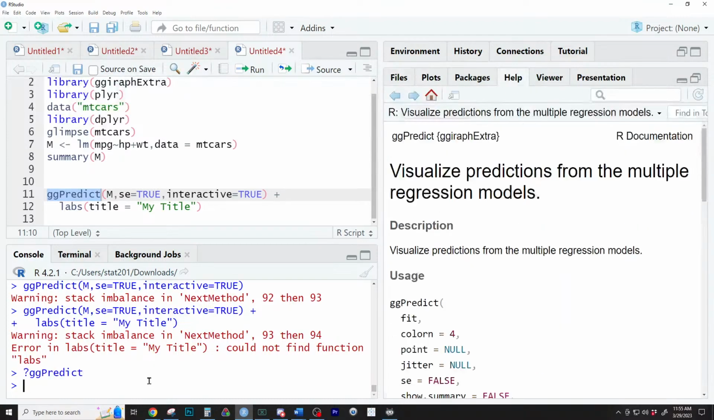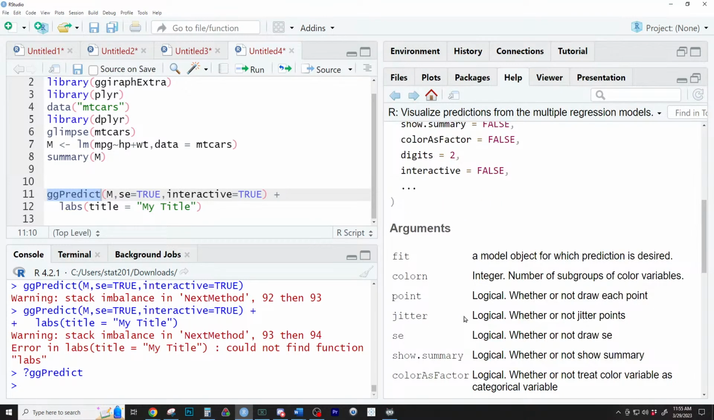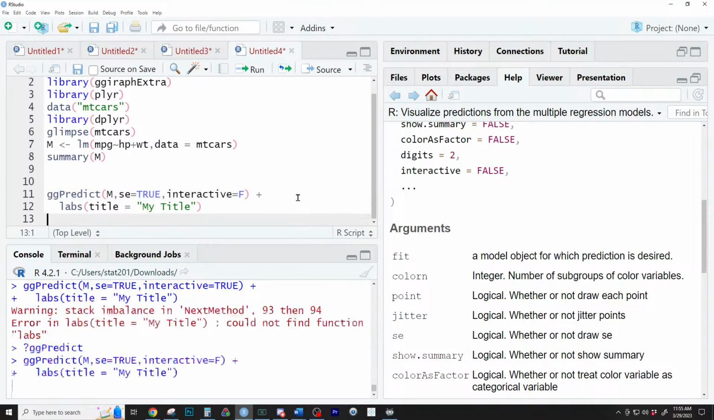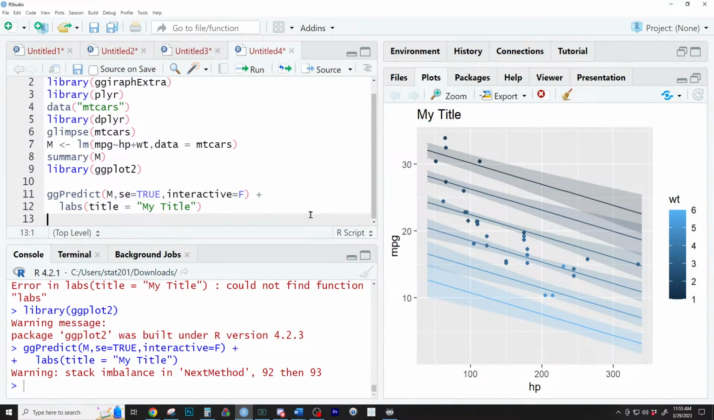All this work to get this, and I'm thinking it's okay. Fit, color, point jitter, show summary, color as factor, digits, interactive. We put interactive true. Okay. Now will it? No, it doesn't like it: could not find function in labs. Oh, ggplot. It's not turned on. There we go. We did get the title with the interactive.